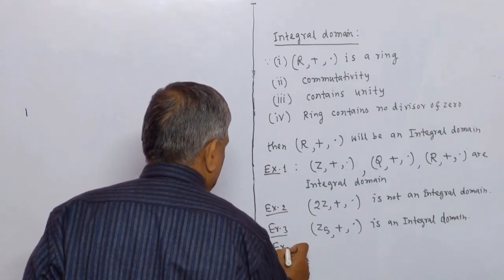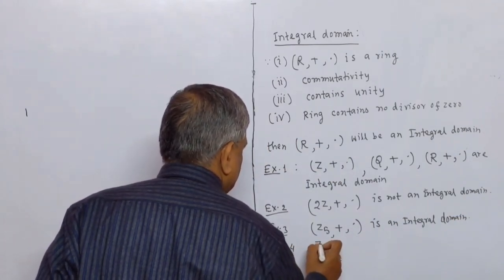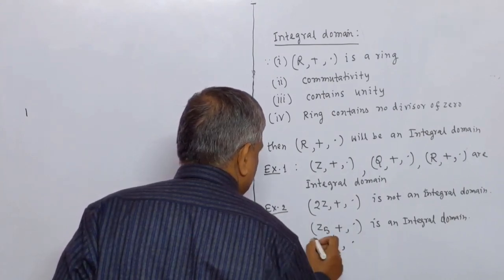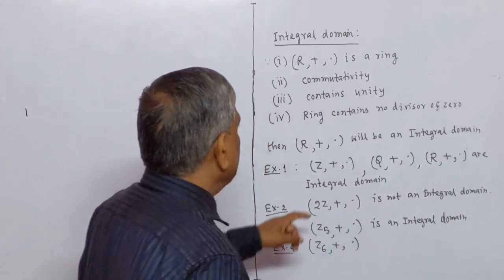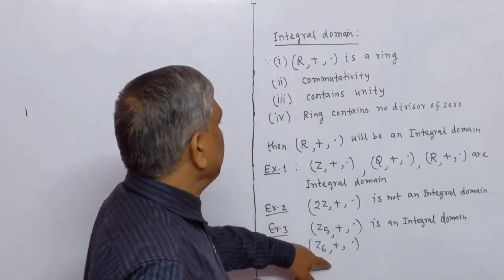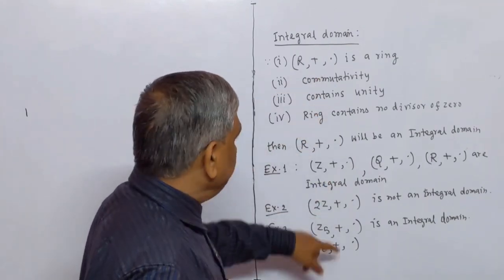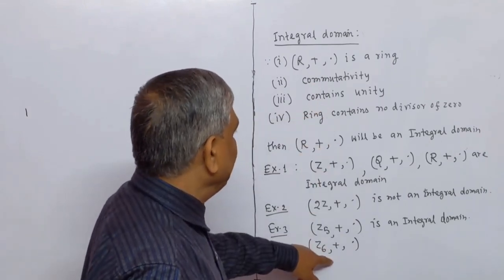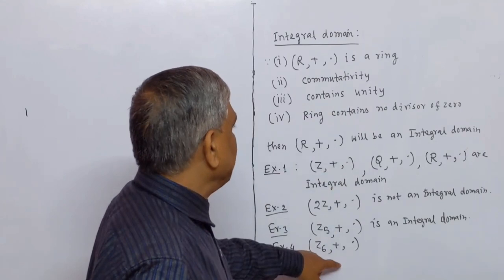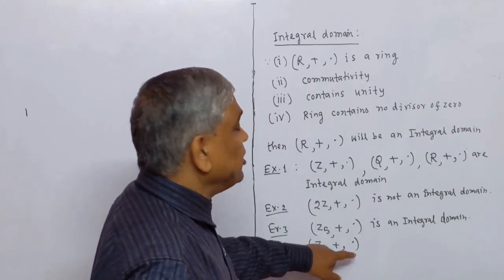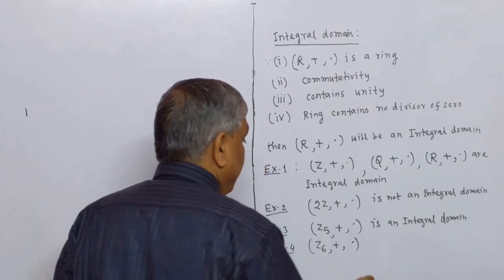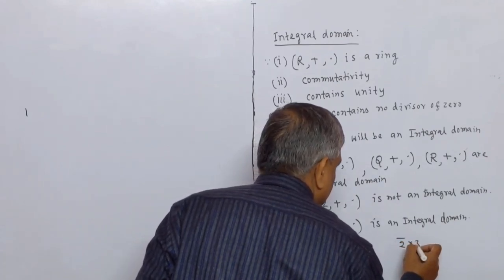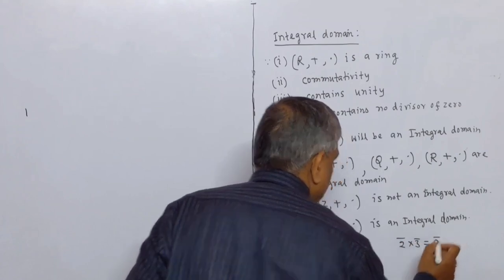Example 4. Z6 with binary operation addition and multiplication is a ring. It fulfills the commutative property, contains unity, but this contains divisor of 0. As we have already seen that 2 bar multiply 3 bar equal to 0 bar.